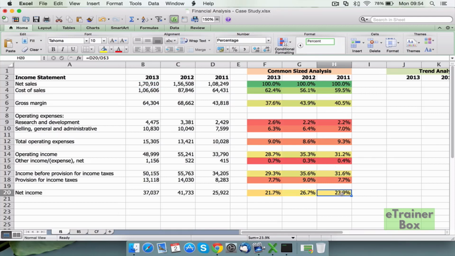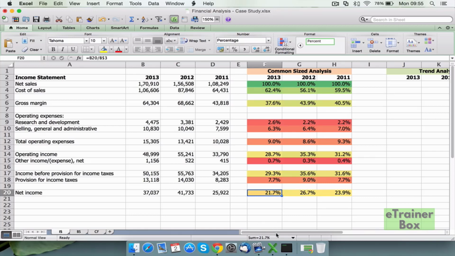So same way, the net profits or the net income has also gone down from close to 24 to about 21.5. So this is the analysis of income statement. So the major findings here are that the cost of sales have gone up, and therefore the gross margins and the net margins have come down as a percentage of sales.